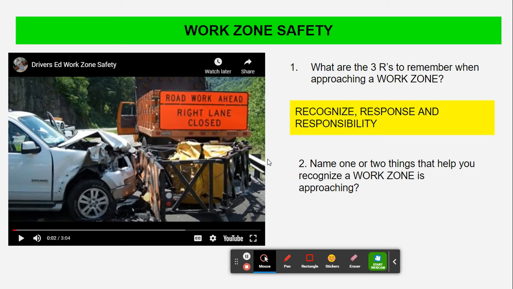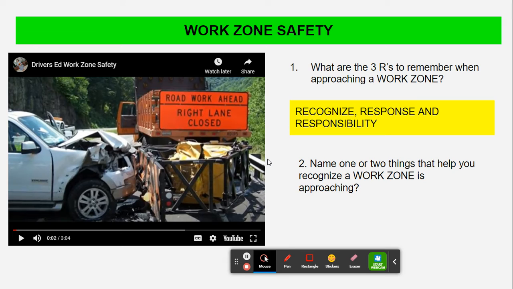Okay. And the last one is responsibility. You carry an extra responsibility when you go into a work zone. The fines are stiffer if you are traveling through a work zone at a higher rate of speed than the posted speed limit in the work zone.